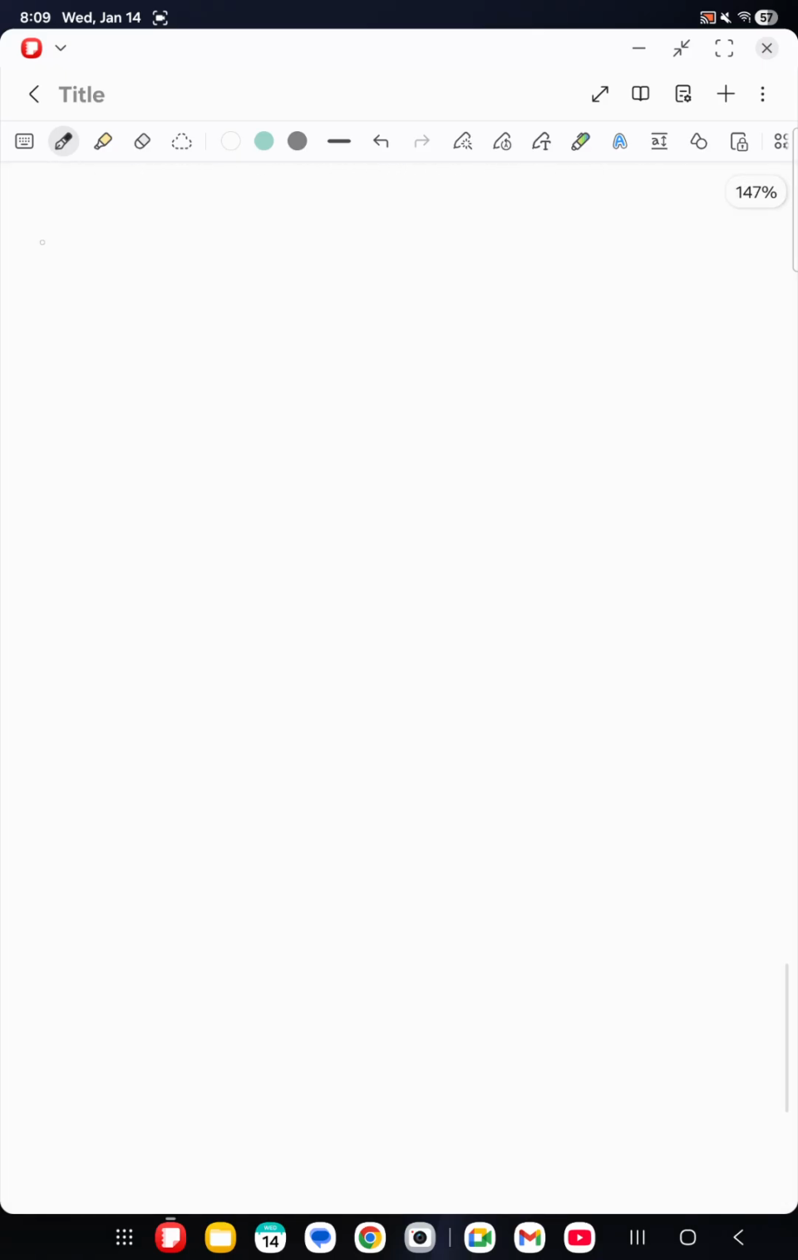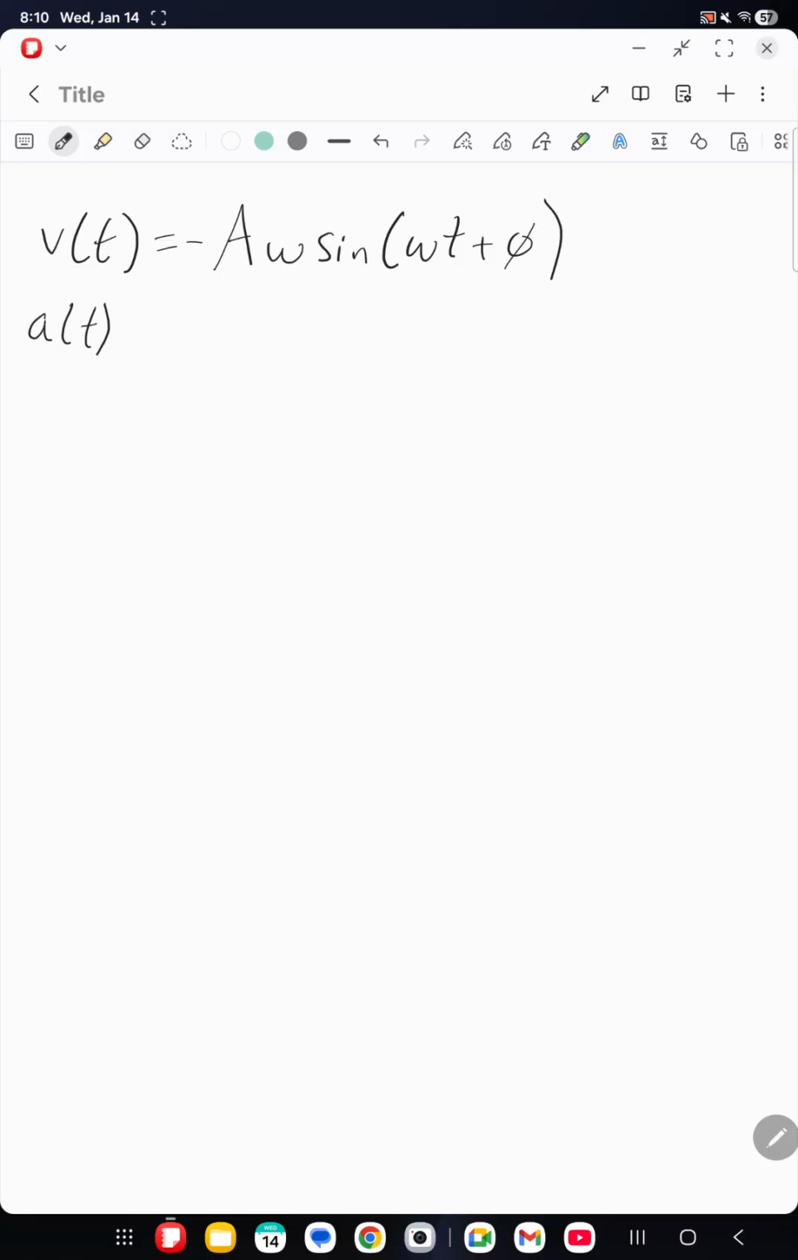We could also derive velocity here. So our velocity, to derive velocity here, we can get negative A times angular frequency times sine of the phase. We could also derive acceleration, which will be negative A times angular frequency squared times cos of the phase.